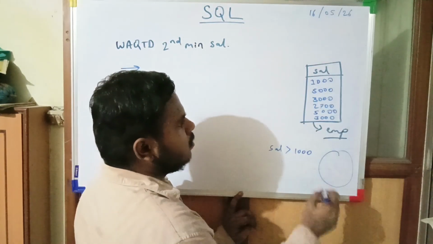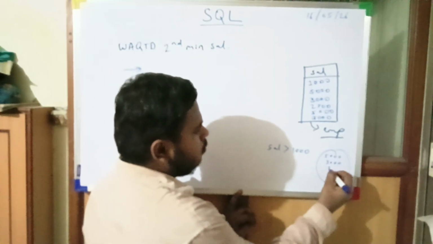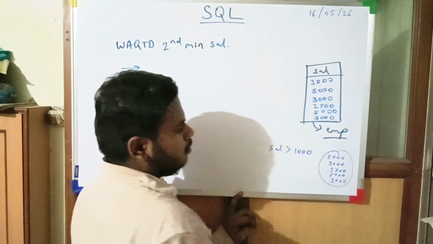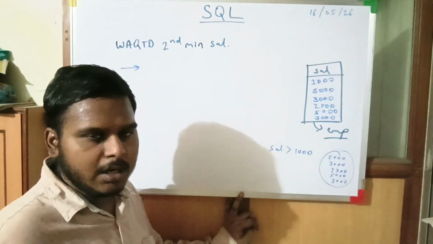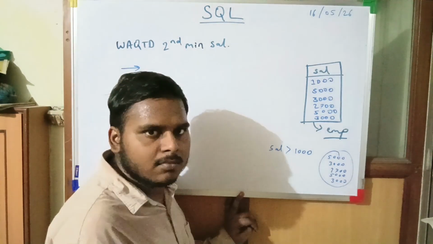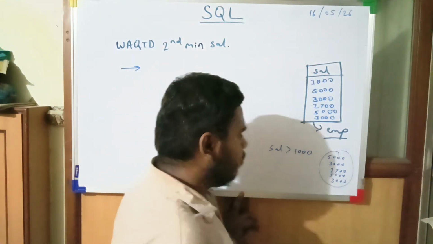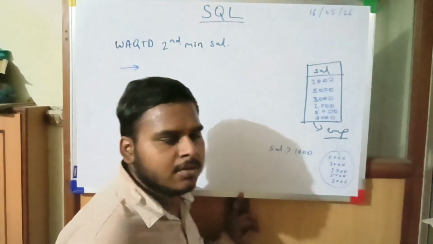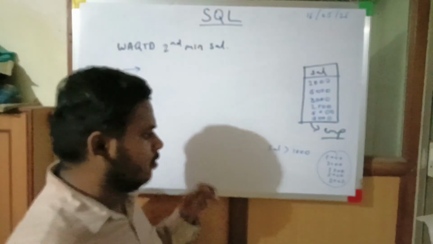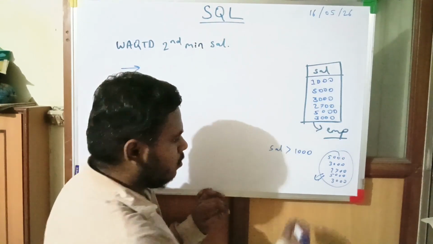If I remove 1,000, what salaries are left? 5,000, 3,000, 2,700, 5,000, 3,000. Am I doing right or wrong? I'm filtering. I just want the salary more than 1,000. 1,000 was the minimum salary of all, the lowest. To remove that minimum salary, I need to filter first, so the rest are left. From this, if I find the minimum salary again, just look at this circled data. What is the minimum here? 2,700.